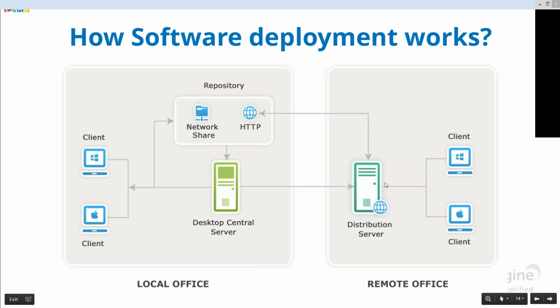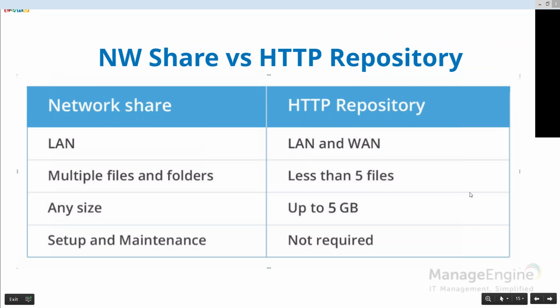So the distribution server is used only to replicate packages and act as a local repository for the WAN machines to avoid bandwidth consumption, as we discussed. So let's get into our next slide. What is the difference between network share and HTTP share, and where can we use these two types of shares?